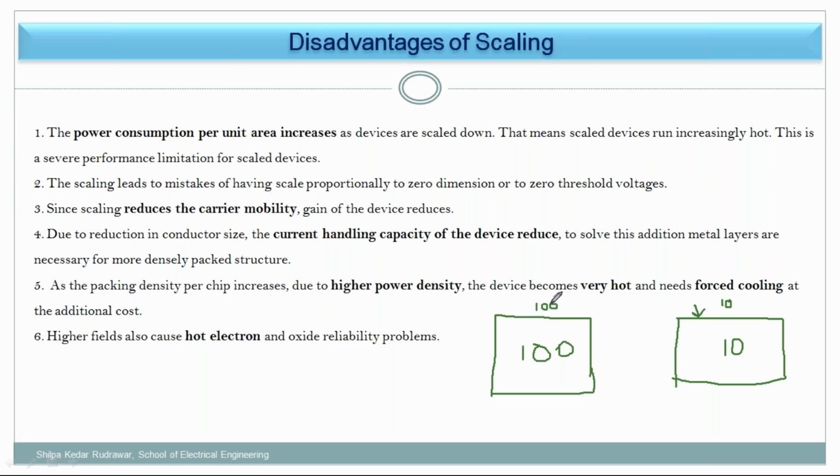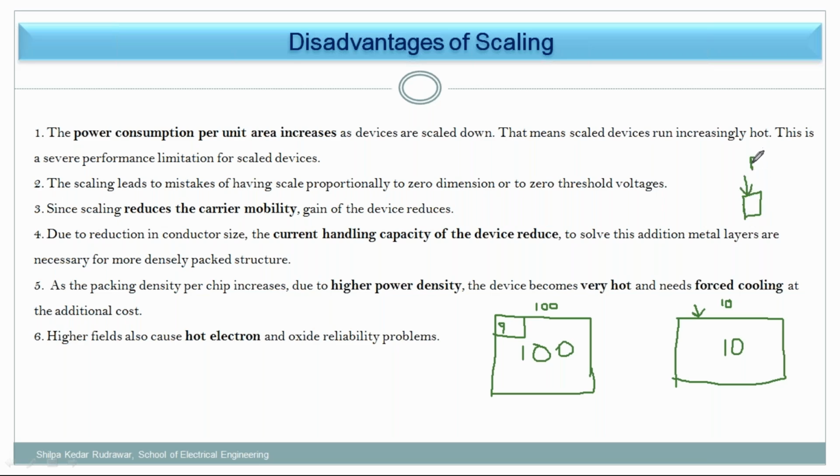It is 100. So power dissipation per unit area increases, because in this much area there are more transistors, and as there are more transistors, power dissipation per unit area increases. But power dissipation related to that device decreases because the device becomes small, and that's why power dissipation per device decreases.